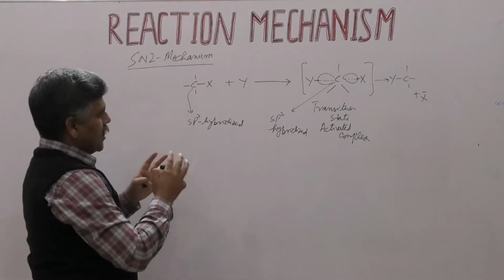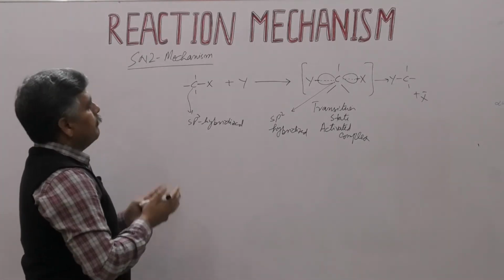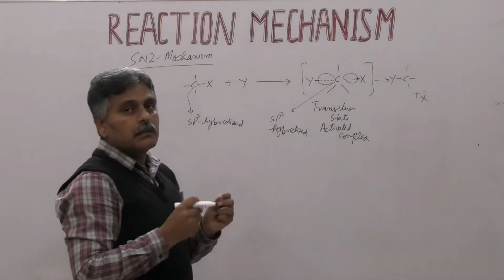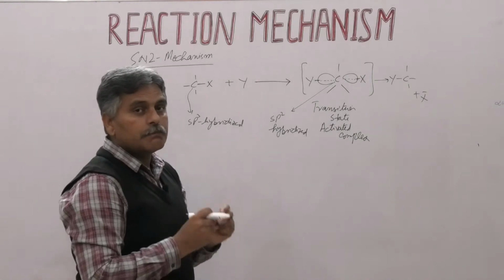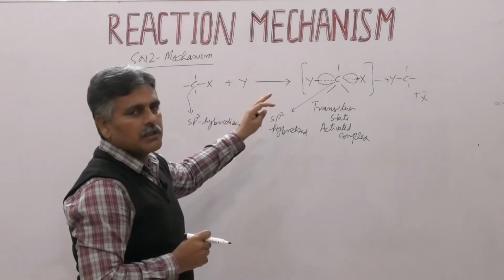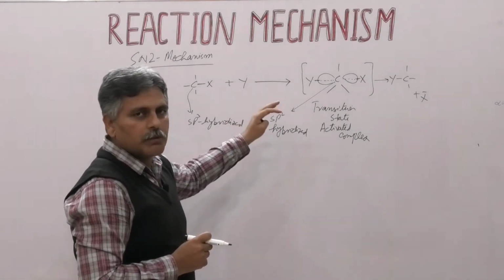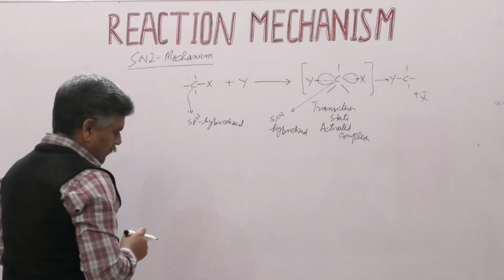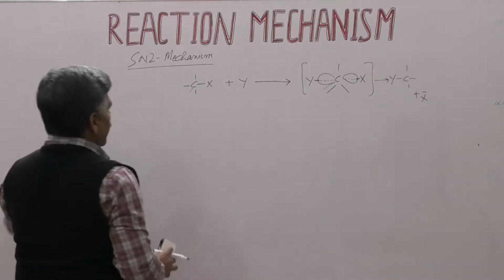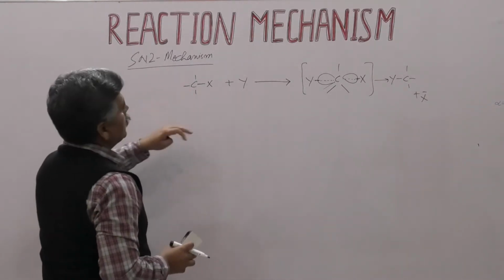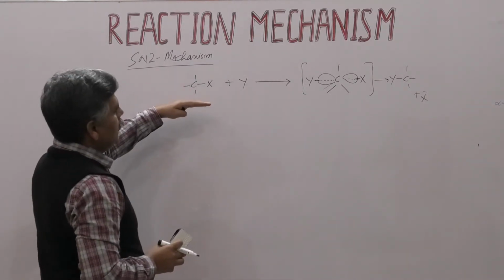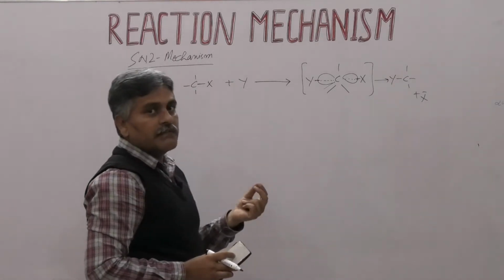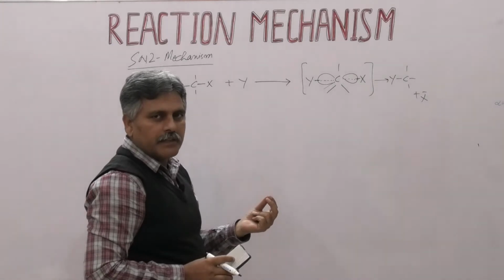So this is the general situation of the mechanism, which is SN2. Now we give the evidences which prove that this reaction is possible when the incoming nucleophile attacks from the opposite side of the leaving group. As I told you, this is a one-step process. So when this is a one-step process, the very convincing evidence is the kinetic evidence for this reaction.